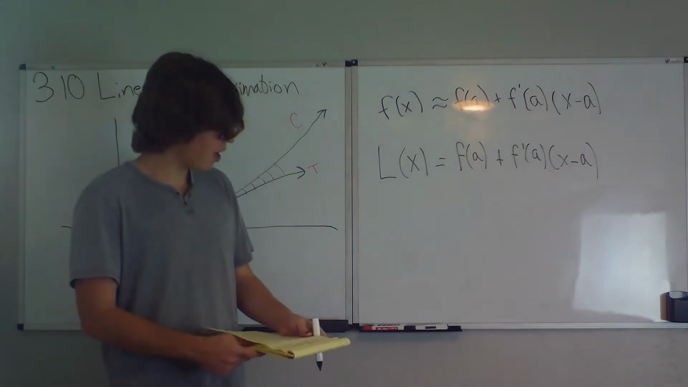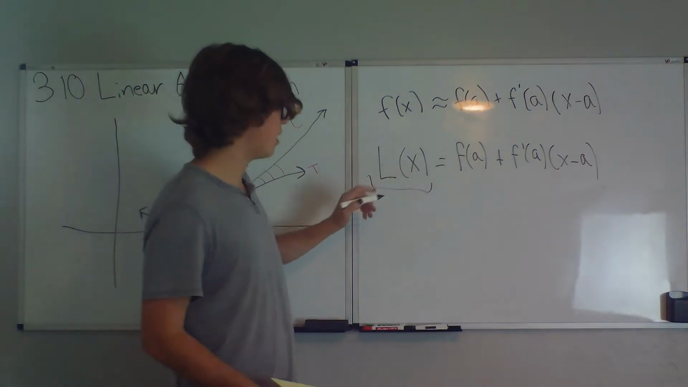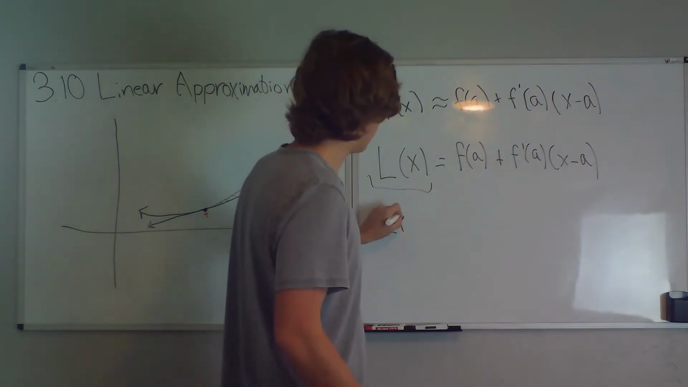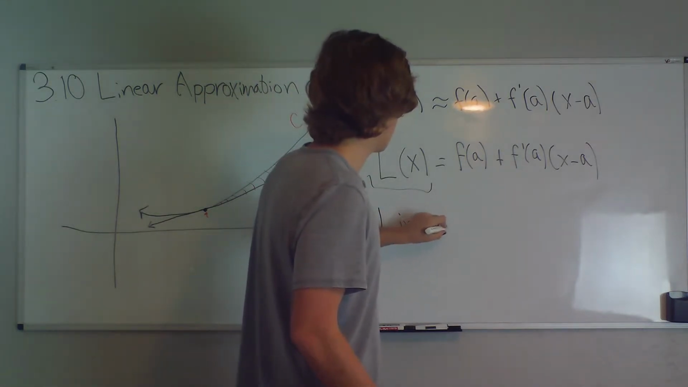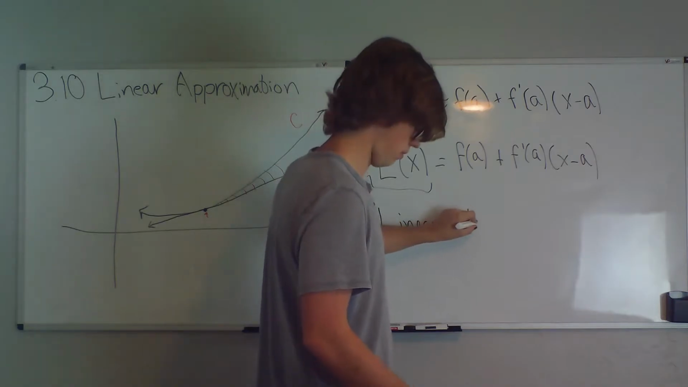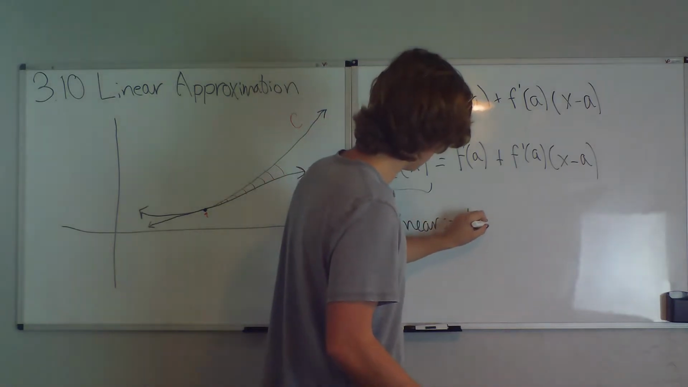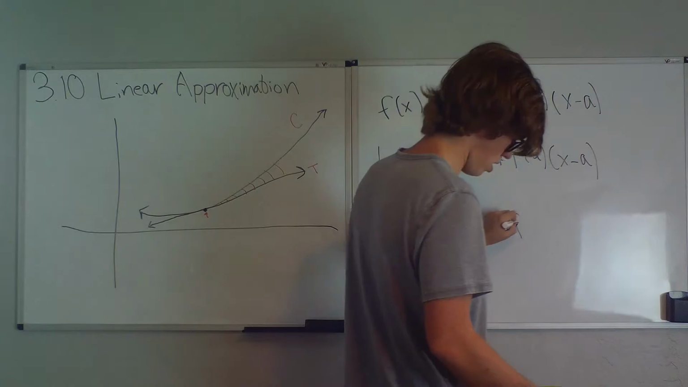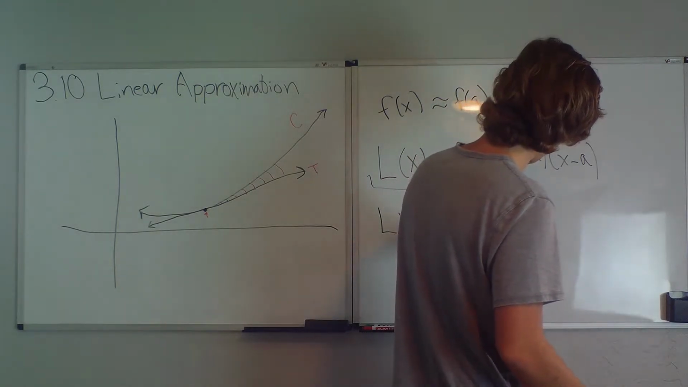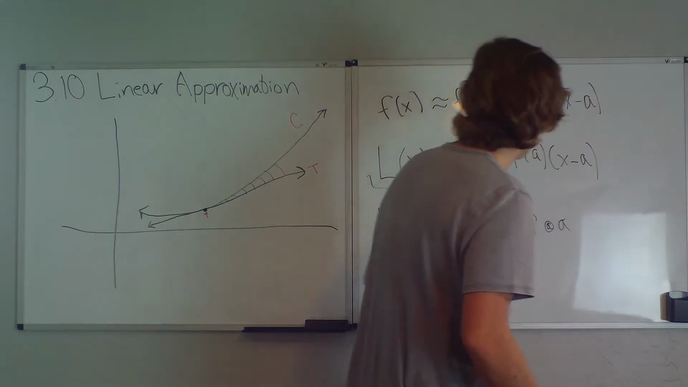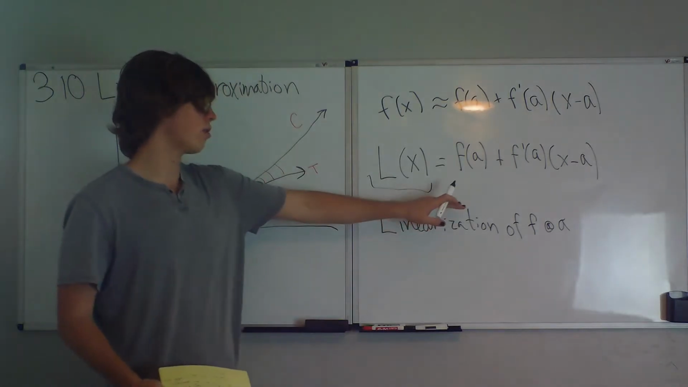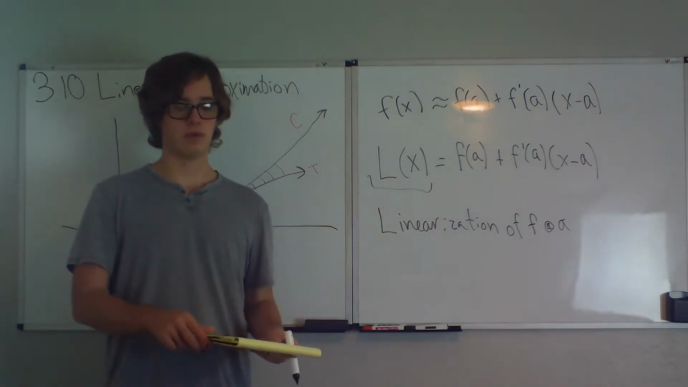And this is called the linearization. This L of x is the linearization of f at A. So you need to remember this formula. This is probably the most important formula for this section.